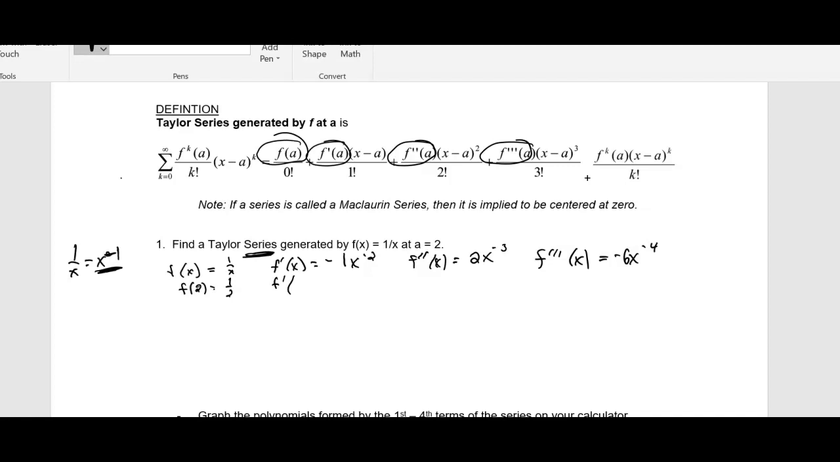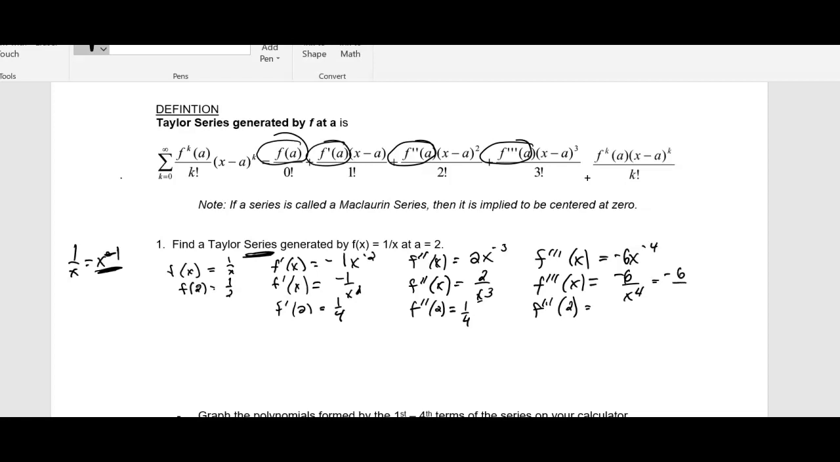Actually, let's simplify real quick. Let's rewrite these with all positive exponents now, so it's a little easier to evaluate. Plug in your 2 now for all of these, so f prime of 2 would give us a negative 1/4. F double prime of 2 would have given us 2 over 8. When I plug in a 2 right here, that would reduce down to be a 1/4 also. F triple prime of 2 would have given us a negative 6 over 16, so that's negative 3/8.